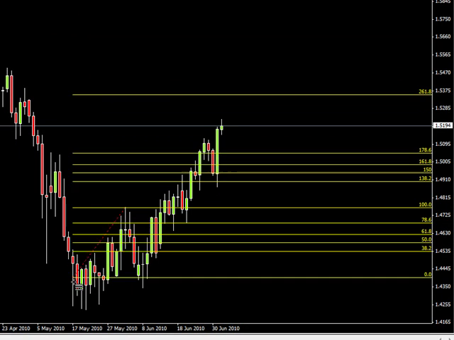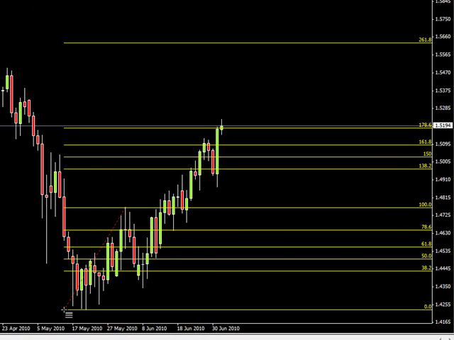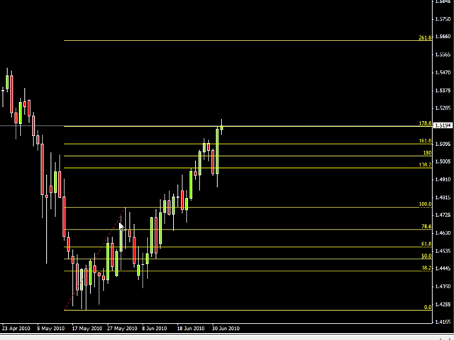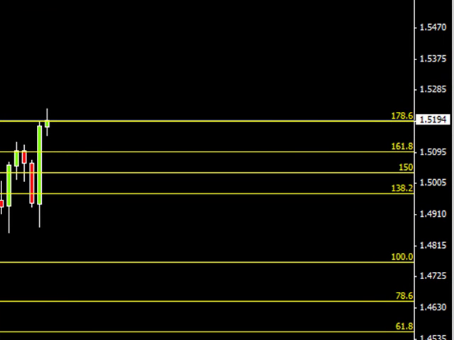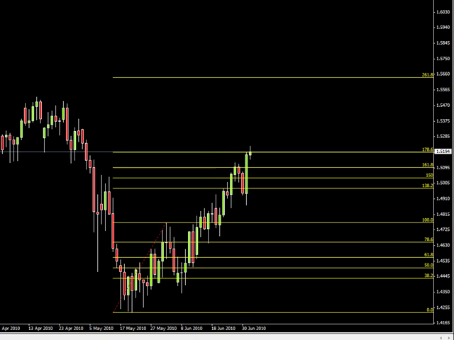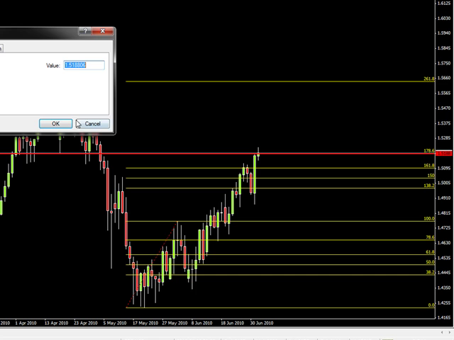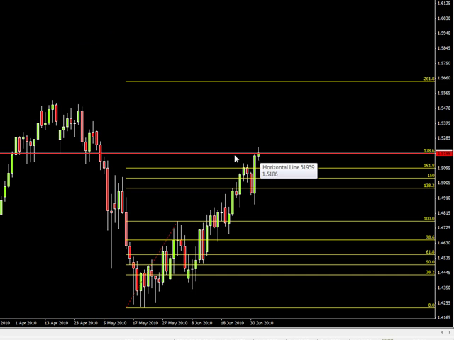So first of all, let me just draw this in. If you see what I did there, it was this move from there to there up and then a retracement. So I want to see what the extension was of that move, and you can see we're at a 178.6 extension of that move. You've also got previous area of support. You look left from this point, you'll see we've got previous area of support.